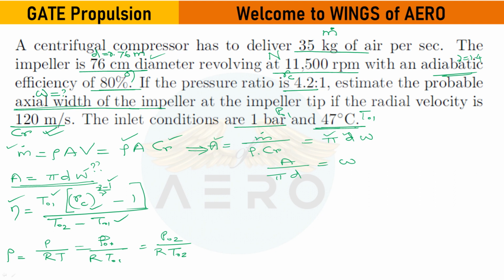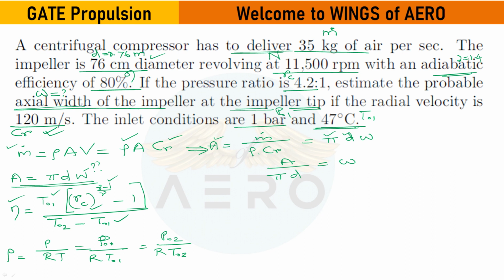No. No, they have said centrifugal compressors delivered this much. Delivered means it's not saying entering with this much mass flow rate. It's delivered, right? It's moving across. And we are finding the probable axial width of the impeller at the impeller tip. They have not said at the eye. Okay, they have used at the impeller tip. That means at the exit. They want the answer at the exit. Okay, again one more important point to note down, at the exit.